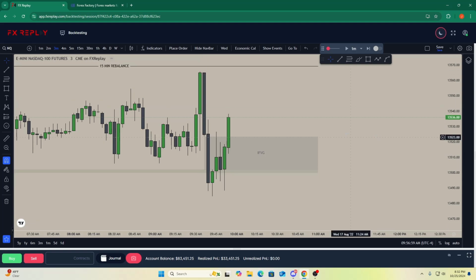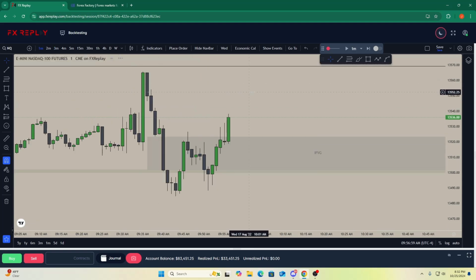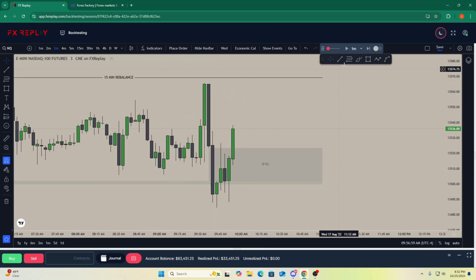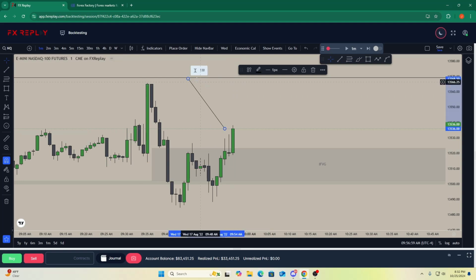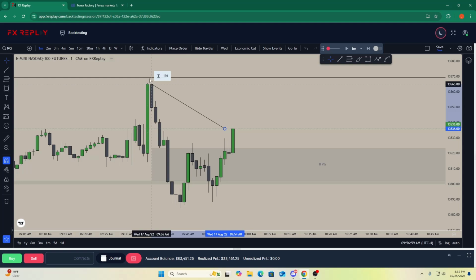Yeah, okay. Good. So I like this. I like this 3-minute. I'll take this 3-minute. It all depends on the R, whether or not I wait for a retest or not, but I like the 15-minute rebalance as a target here. I think regardless, it'll be a 1-to-1. It's 134.